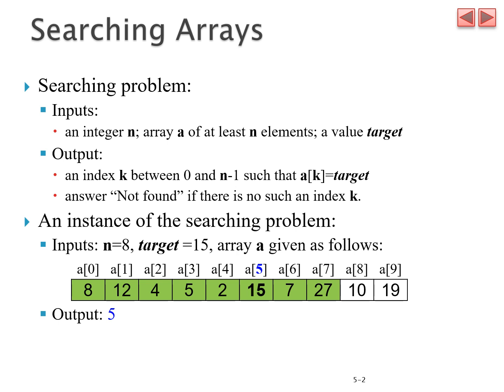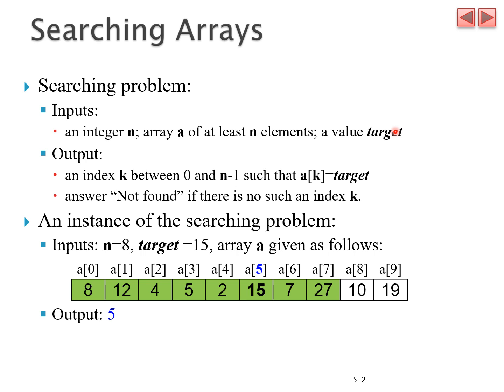To solve the searching problem, we first need to define it by specifying its input and output. The searching problem takes three inputs, including an integer n, an array A of at least n elements, and a value target, which is used as the search key. The problem is to find an element in the given array that equals the given target value. Typically return the index of the element found.